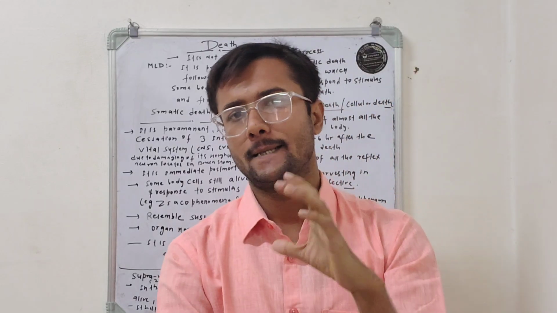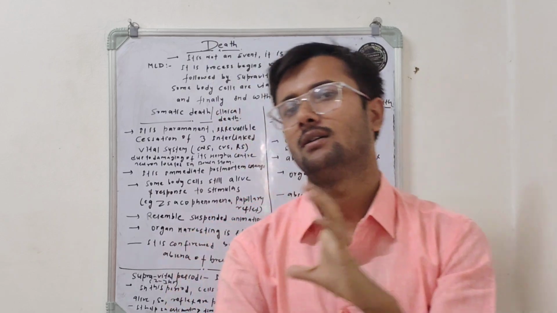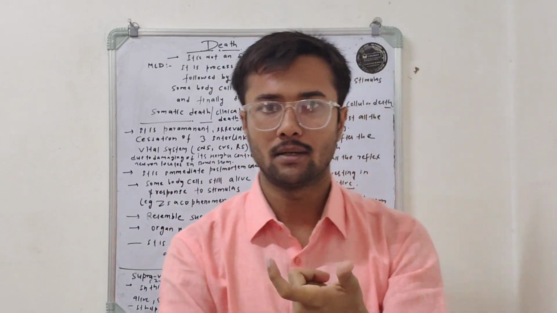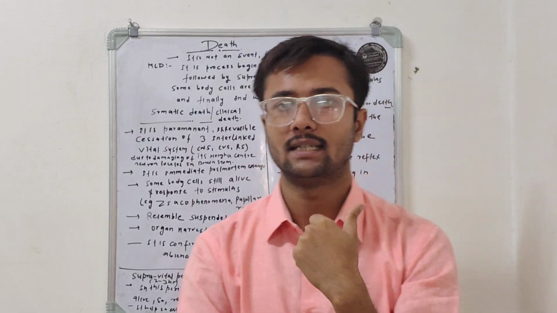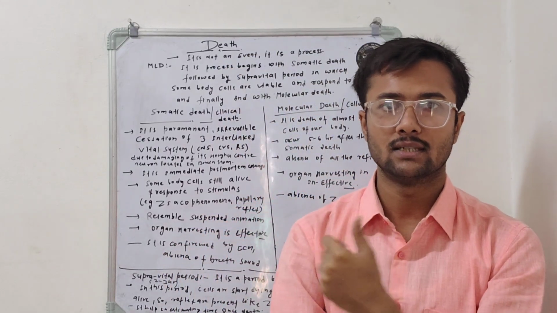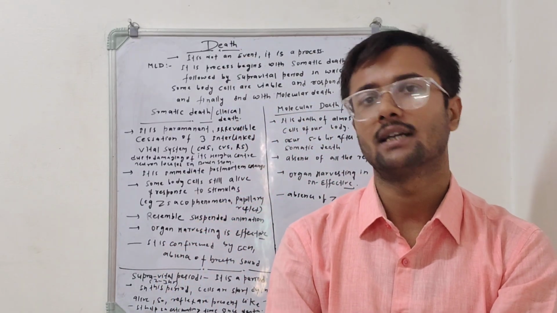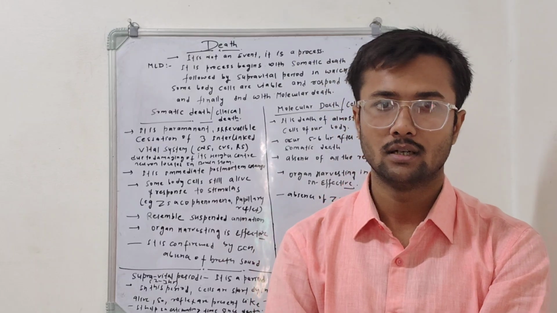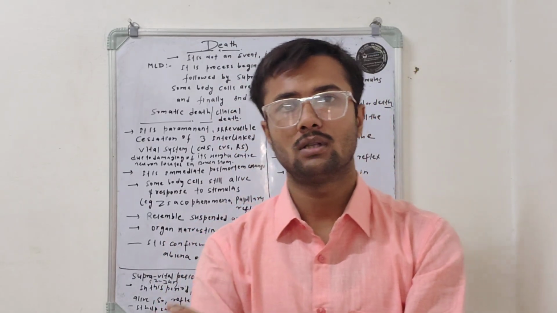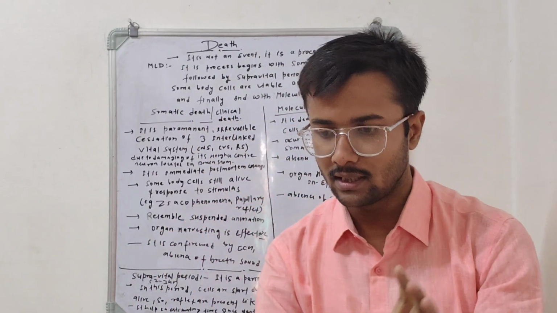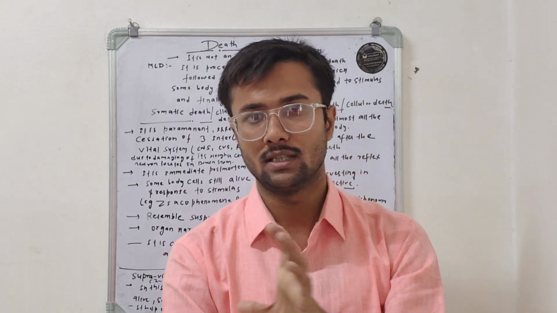a cessation of the three interlinked systems, or we can say it is the permanent or irreversible cessation of the three interlinked vital systems of our body. So what are these three interlinked vital systems? One is obviously our CNS, second is the CVS, and the third is RS. So this somatic death is basically a permanent or irreversible cessation of these three interlinked vital systems of our body. So why will this cessation happen?